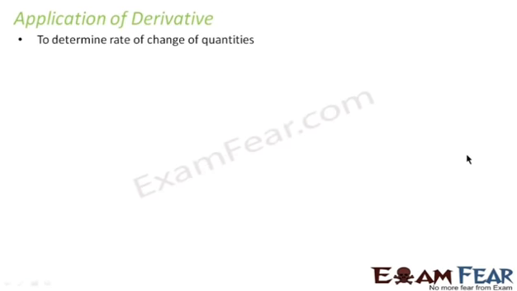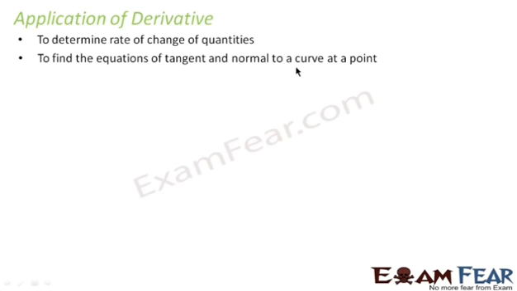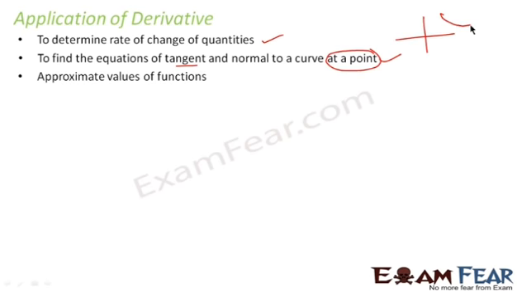So to start with, application of derivative is used to determine the rate of change of quantities. It is also used to find, as I told, the equation of tangent and normal to a curve at a particular point. Please note: tangent or normal to a curve at a point, because when I'm talking about tangent or normal, I'm talking about a point. At this point this is my tangent, and for the same curve at this other point, this is my tangent. So the tangent and normal vary from point to point. So this is a must.